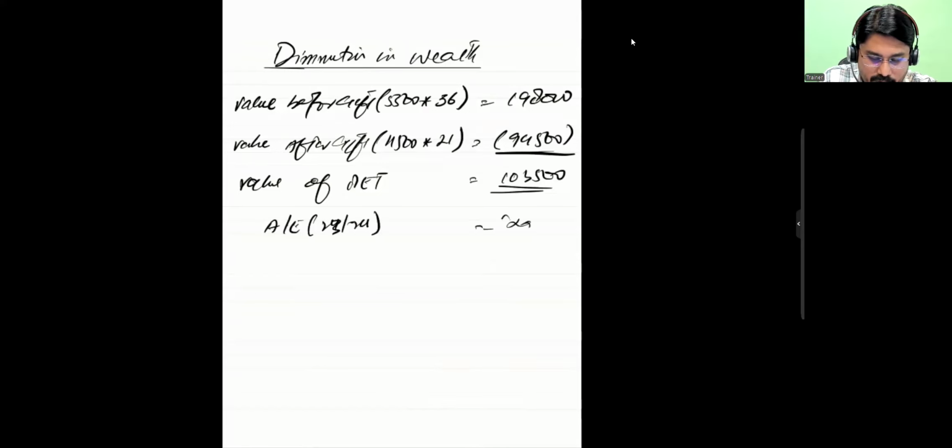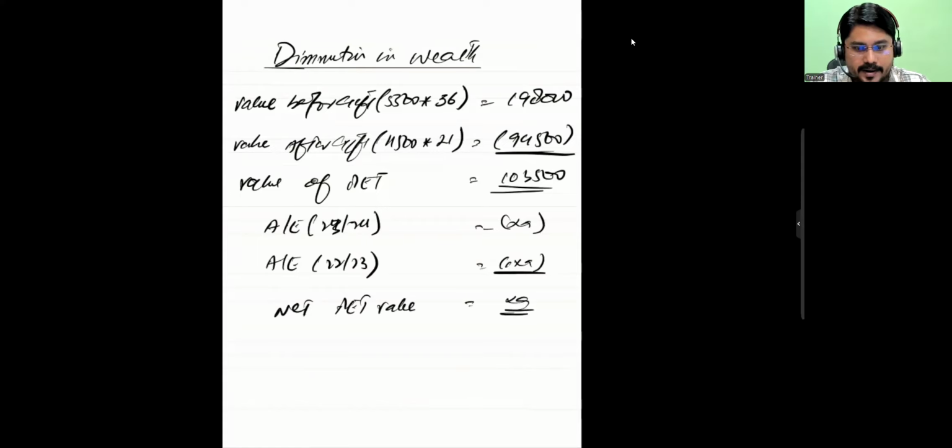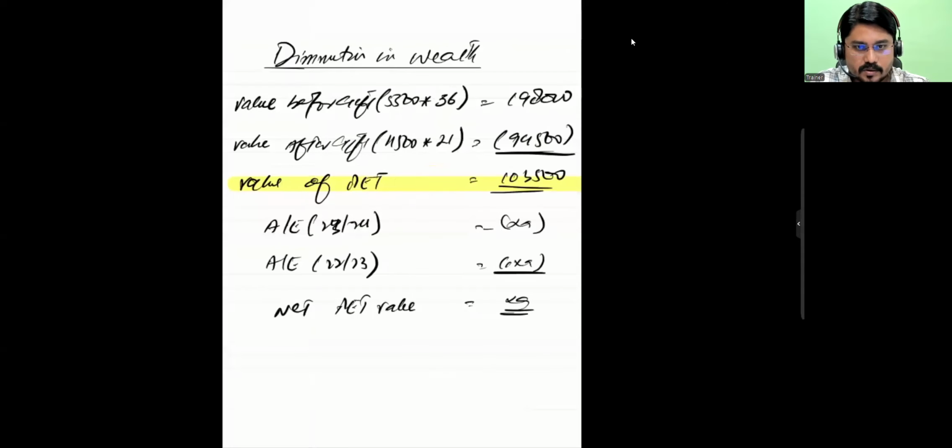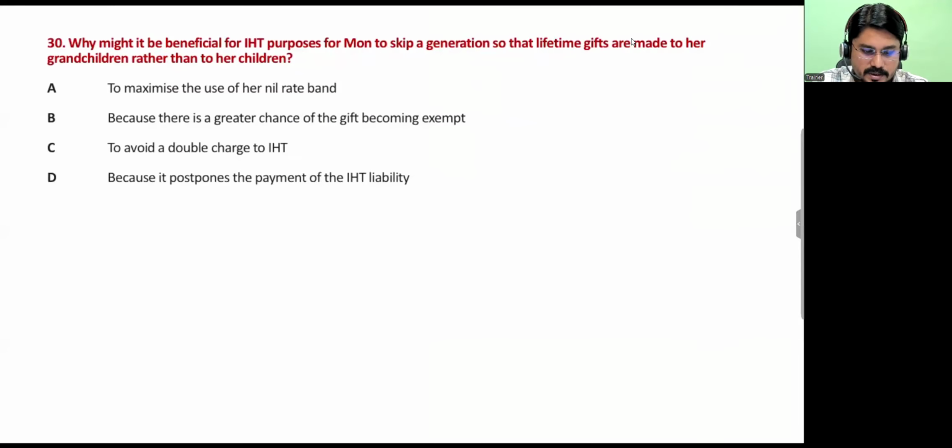Then the annual exemption of the current year, then the annual exemption of the previous year. Both exemptions can be deducted, and thereafter we calculate the net PAT value. We must look at the requirement and answer accordingly. If only the value of PAT is asked, then do not deduct the annual exemption and straightforwardly mention the amount, which is calculated as 103,500. Last question of the scenario.